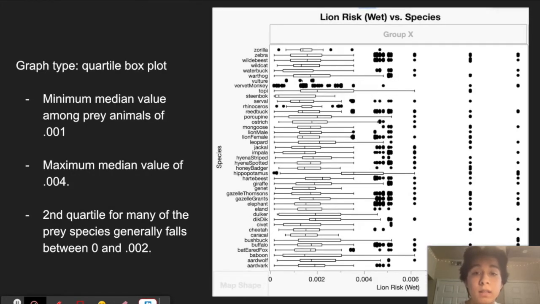Figure 2 depicts wet lion risk versus species type in the same graph type as Figure 1. The median value was compared among prey species, showing a minimum median value among prey animals of 0.001 and a maximum value of 0.004. As can be seen on the graph again, the second quartile of many of the prey species generally falls between 0 and 0.002 lion risk, which is on that left side of the graph.